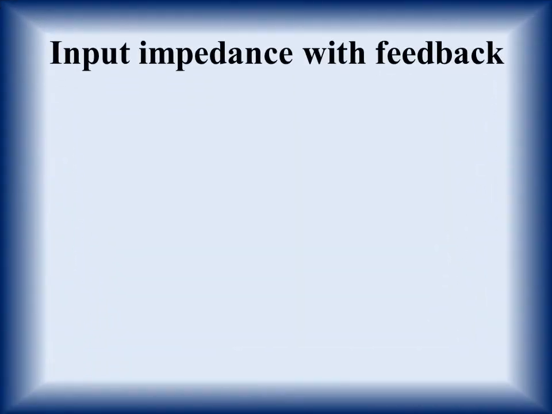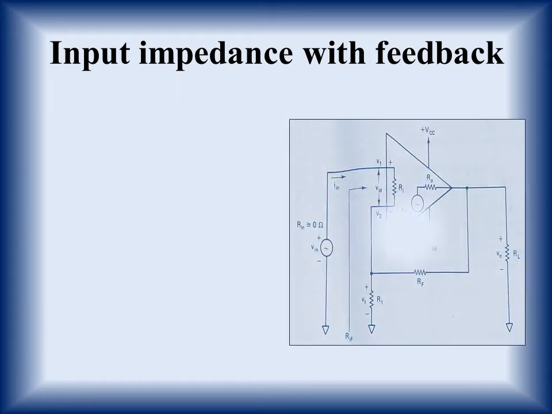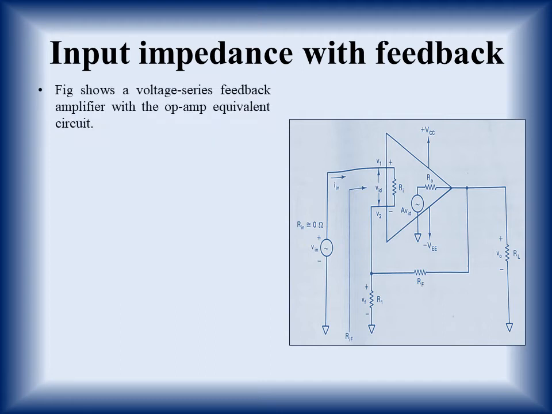So first of all, we will calculate input impedance with feedback. What happens to the input impedance when feedback is applied? So this is the basic diagram used to calculate input impedance. You can see here in the diagram we have taken the equivalent circuit of the op-amp. Now the figure shows a voltage series feedback amplifier with op-amp equivalent circuit.